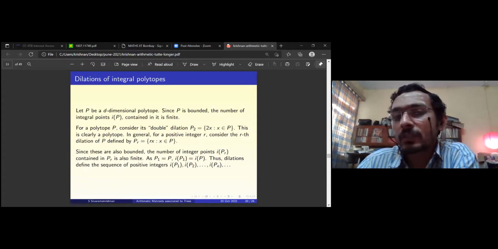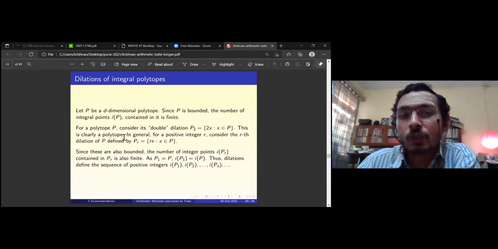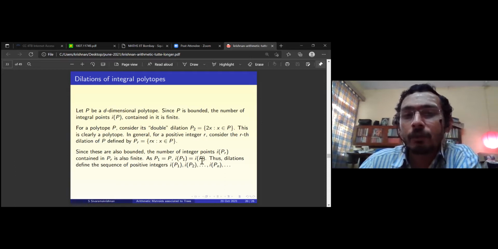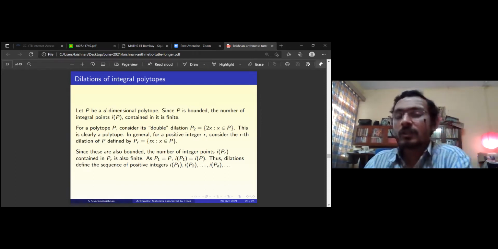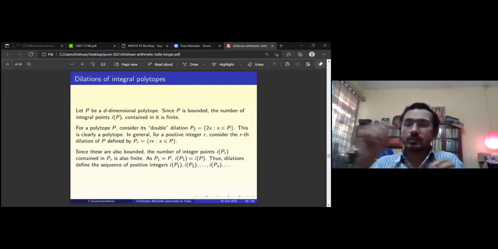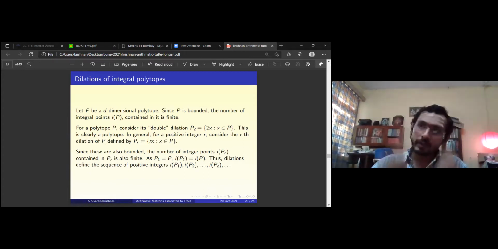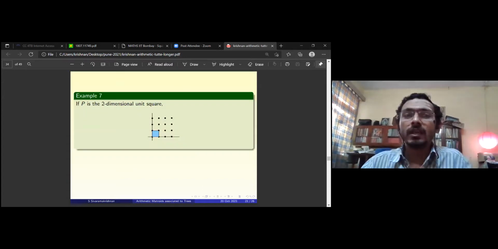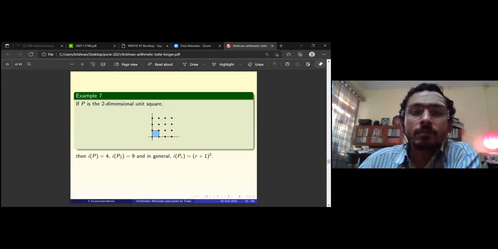So in general, we try to study the dilation. 2P is all 2x where x is in P. This is also a polytope. In general, the R-th dilation, RP, is all Rx where x is in P. You look at the number of integer points in P, the number of integer points in 2P, and so on. You get a sequence of positive integers, and then you try to find a generating function for this, or some polynomial which, when you plug in something, gives you these numbers. These are the things that we study. Is it clear?